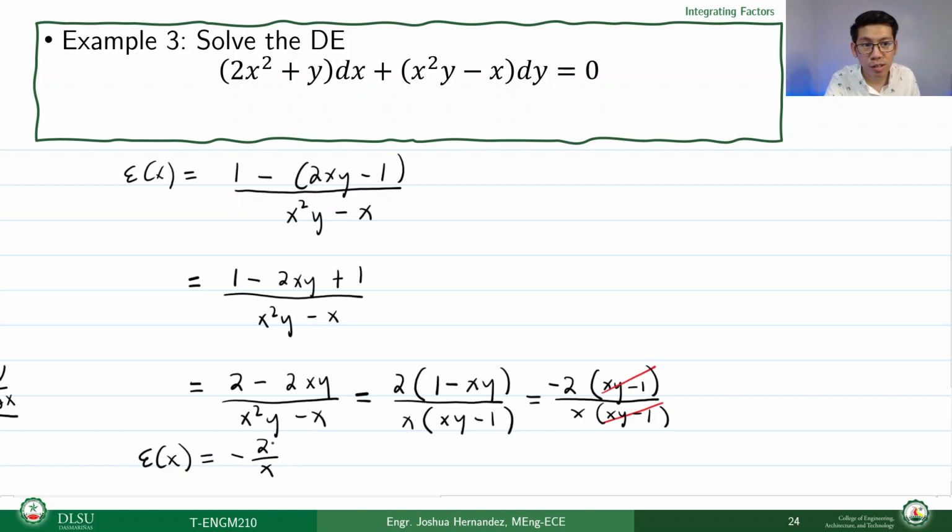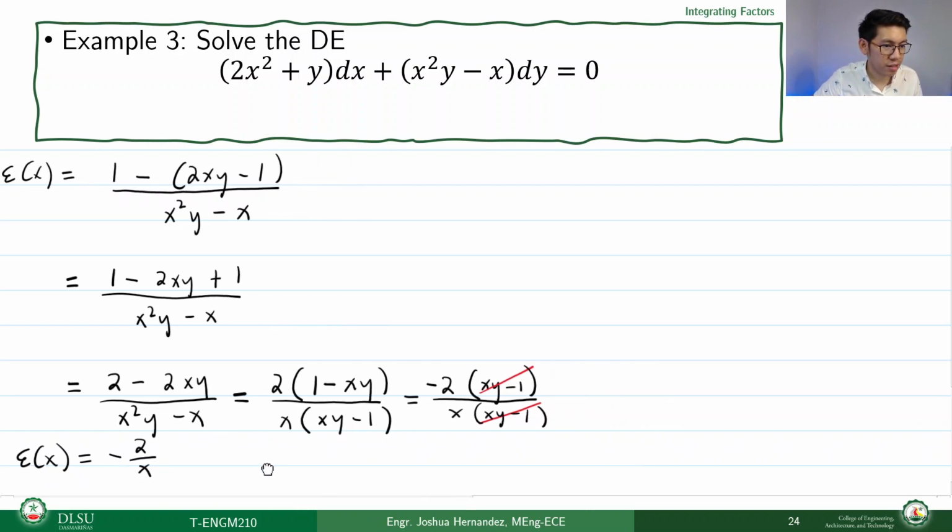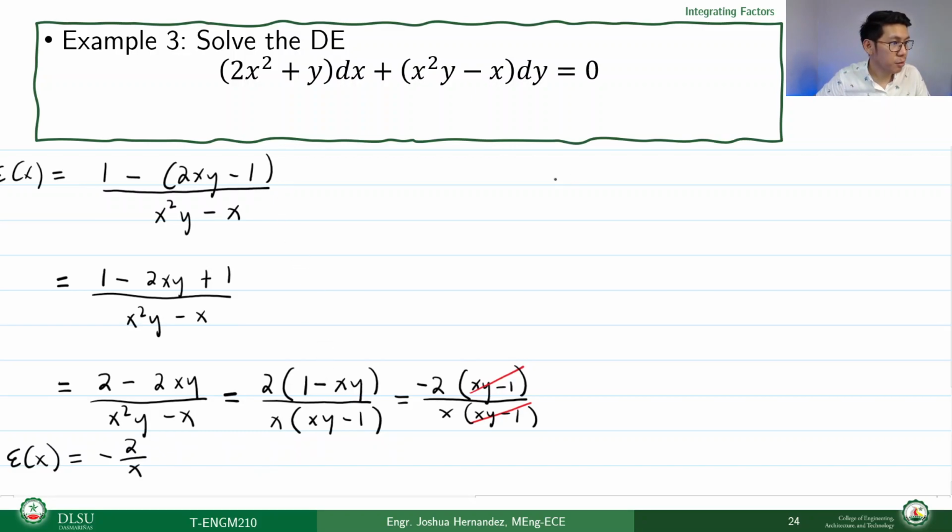Now, is this an expression that is solely dependent on x? It is. In other words, since it has met and satisfied the condition, then we can be assured that the solution, or rather the integrating factor for this is, let's move this out to give space, mu of x is equal to e raised to the integral of epsilon of x dx, wherein epsilon is, of course, e raised to the integral of negative 2 over x dx.